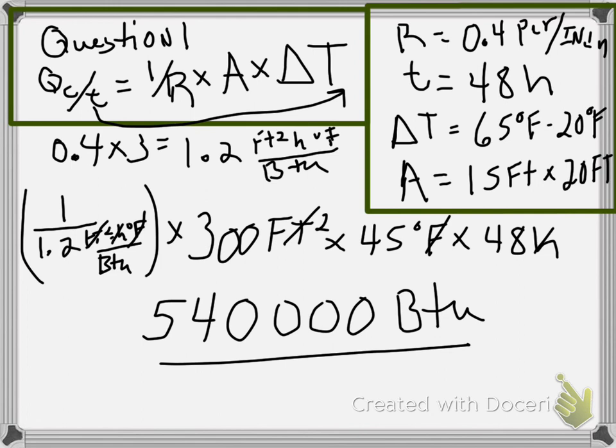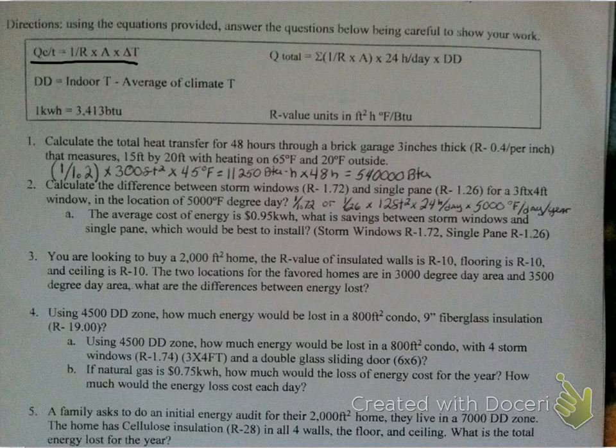Alright, so let's take a look at question 2. Question number 2: calculate the difference between storm windows with an R value of 1.72 and a single pane with an R value of 1.26 for a 3 feet by 4 feet window in a location of 5,000 degree days.